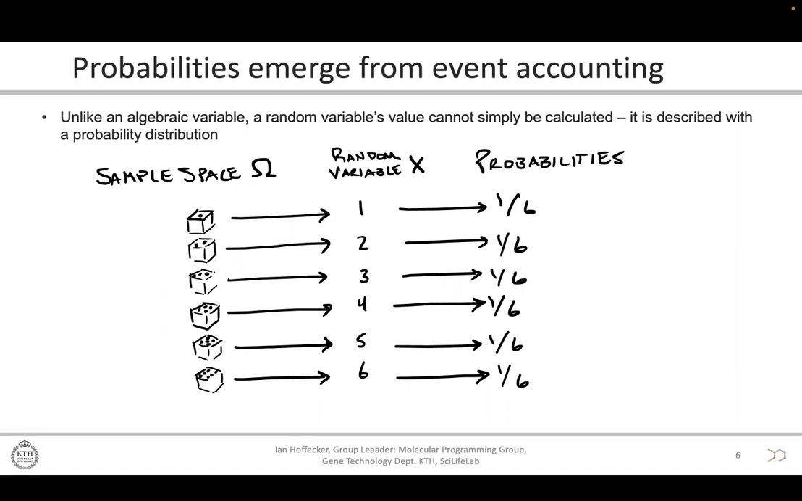And in the case of this fair 6-sided die, we can calculate the probabilities easily by noticing that there are 6 total events possible. And if this is a fair die, then the probability of any one of those events is simply going to be 1 divided by the total number of possibilities. So that's 1/6 in this case for all of these events.